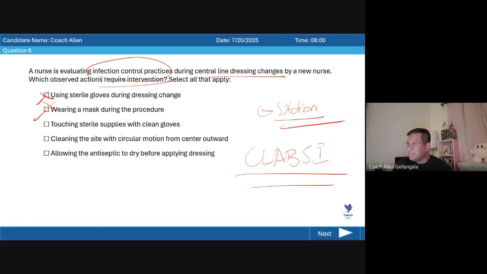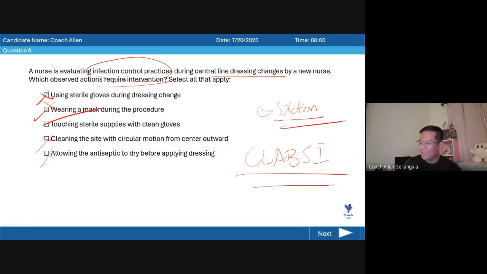Touching sterile supplies with clean gloves. Is it a problem? You see, that is a problem. You never touch sterile with clean. Sterile goes with sterile. Always remember that. Basic aseptic principle. Cleaning the site in a circular motion, center towards outward. Standard procedure, so we eliminate this one. Allowing the antiseptic to dry before you apply any form of sterile dressing?